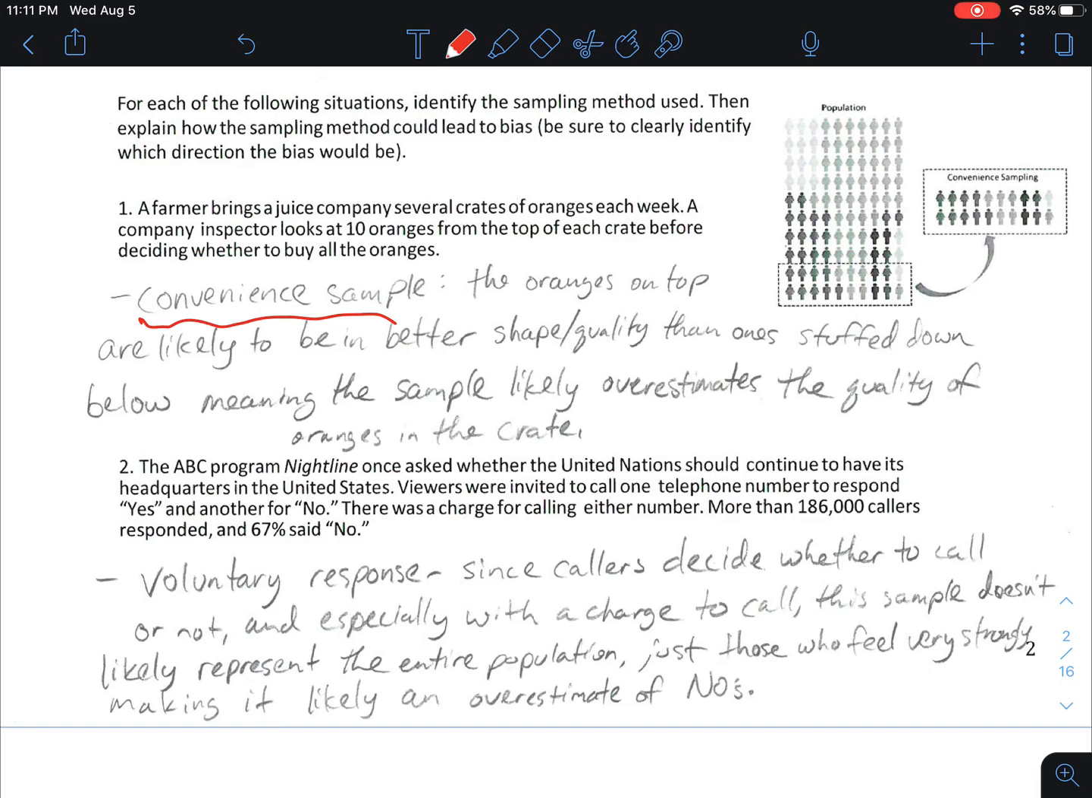ABC program Nightline once asked whether the United Nations should continue to have its headquarters in the U.S.